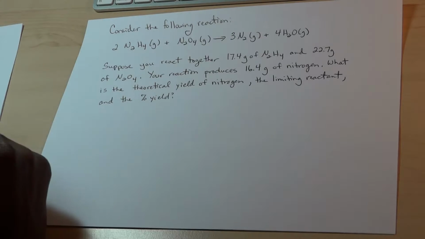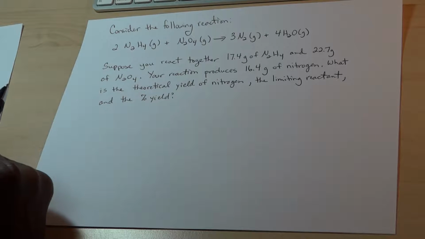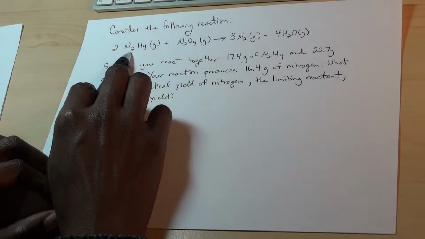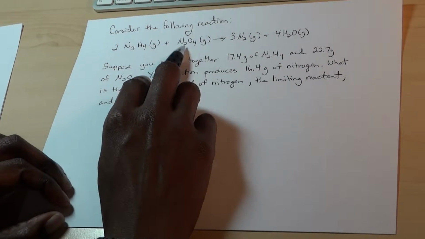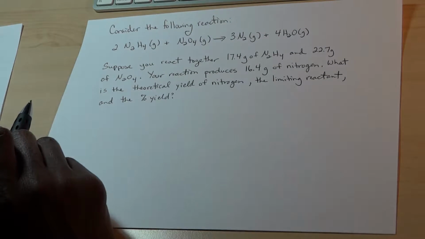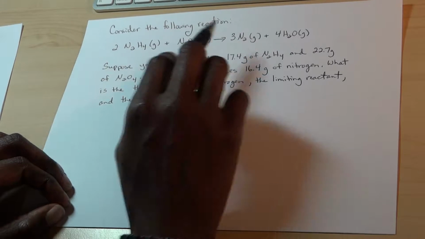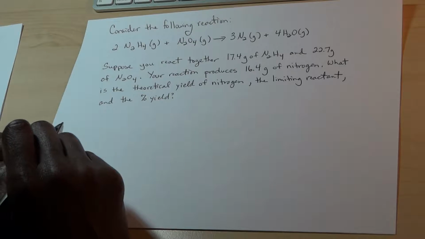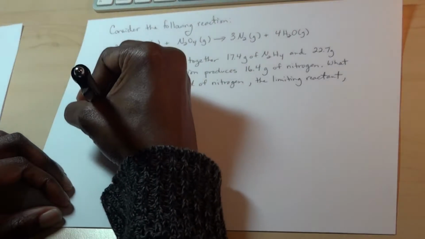It says now, suppose you react together 17.4 grams of N2H4, so that's one of our reactants, and 22.7 grams of N2O4, the second reactant. Your reaction produces 16.4 grams of nitrogen, so we're looking at that product there. What is the theoretical yield of nitrogen, the limiting reactant, and the percent yield? We're given a lot of information, so let's write it all down.